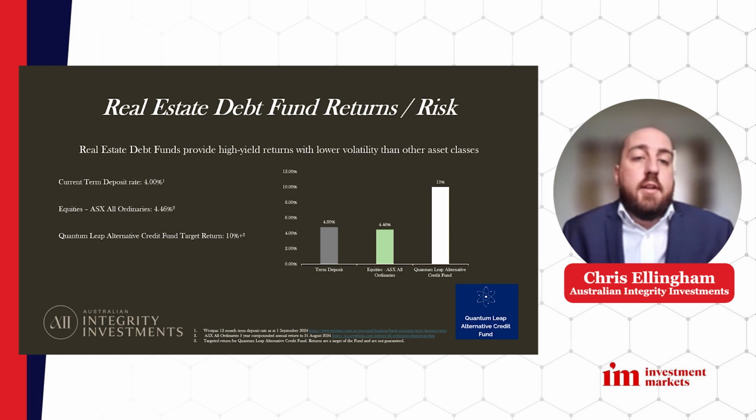So real estate debt funds provide high yield returns with lower volatility than other asset classes. The current term deposit rate is about 4%, which has lower volatility than real estate debt funds, but with much lower returns. Equities can have pretty high years of returns, but there are also years where there could be losses, for example. Whereas the Quantum Leap Alternative Credit Fund has a far more smooth return to investors with less volatility and a target return of over 10%.